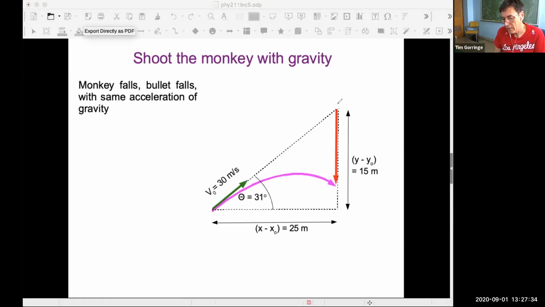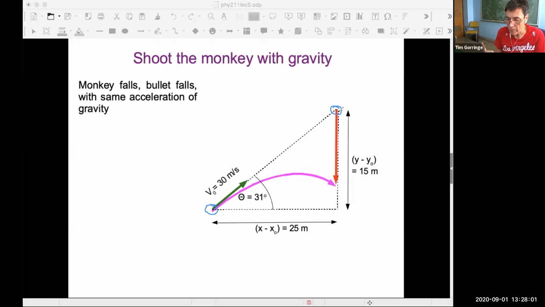The monkey, again, starts in the tree, and the bullet starts from the gun. And the bullet is fired. Here's the direction, 31 degrees, and speed, 30 meters per second for the bullet when it's first fired. And here's the location of the monkey. It's horizontally towards the right, 25 meters, upwards 15 meters. That's its location in the tree.